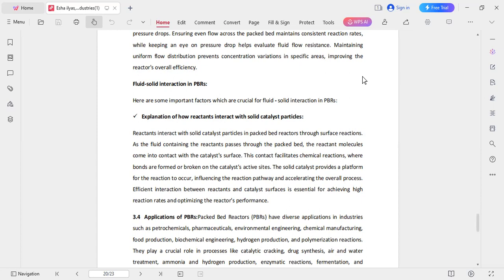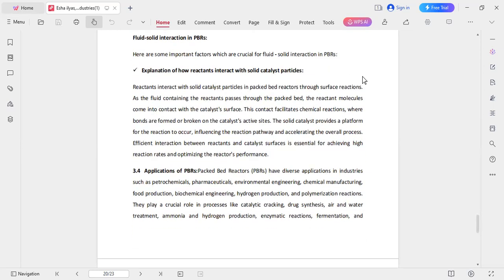The solid catalyst provides a platform for the reaction to occur, influencing the reaction pathway and accelerating the overall process. Efficient interaction between the reactants and the catalyst surface is essential for achieving high reaction rates and optimizing the reactor performance. Moving toward the applications of packed bed reactors.